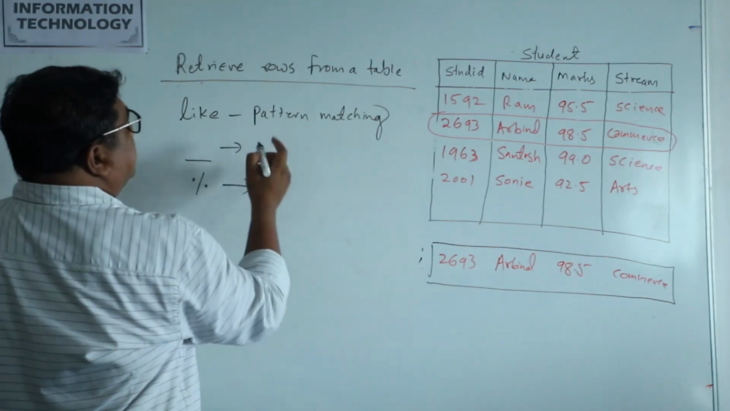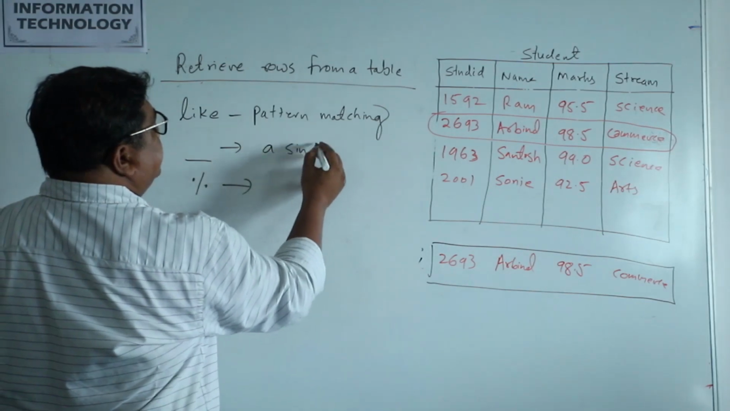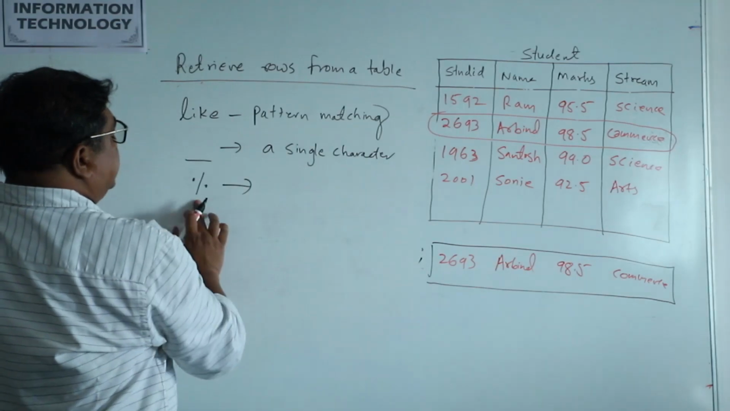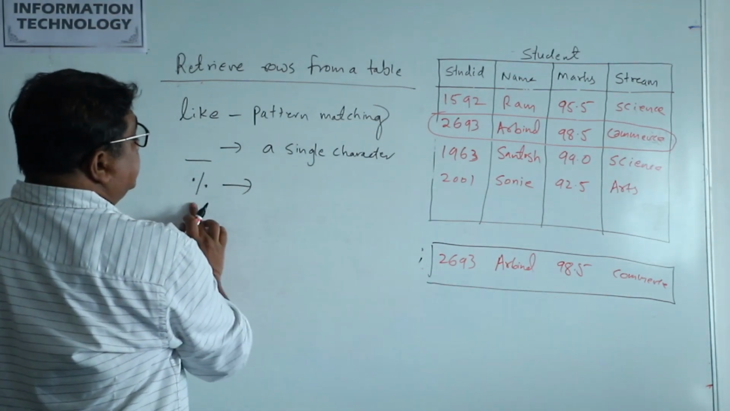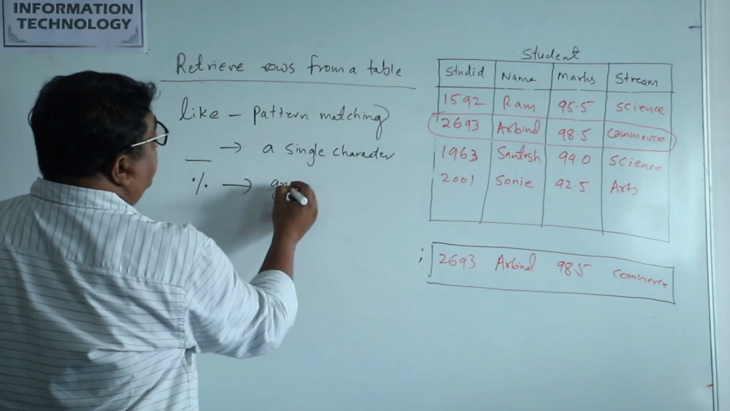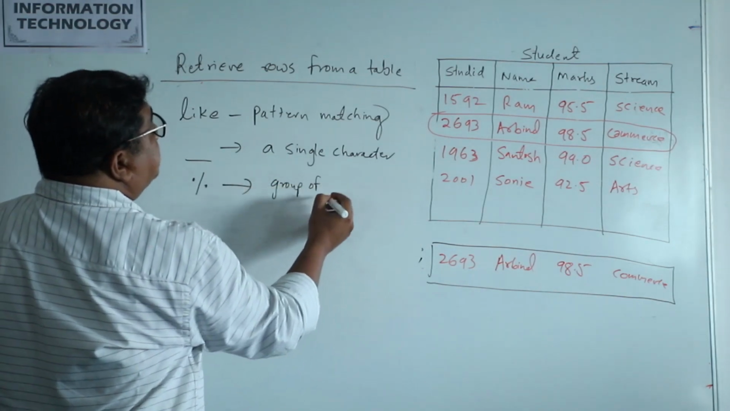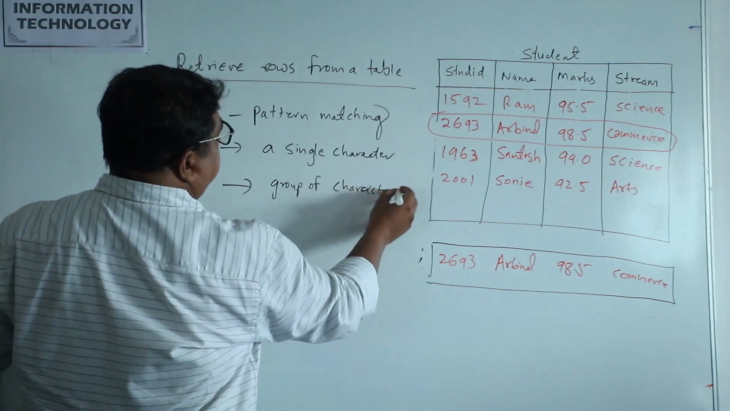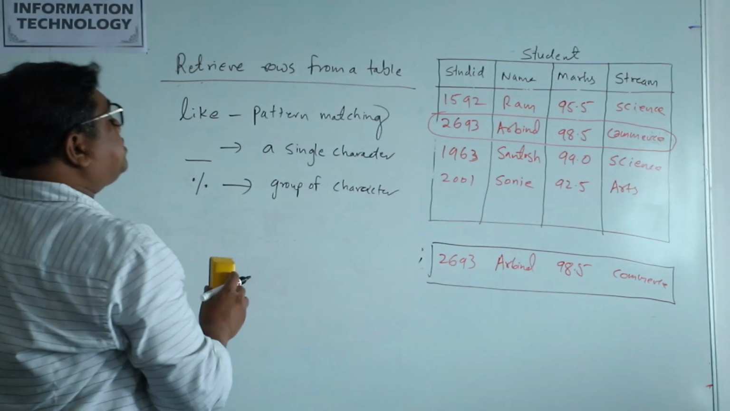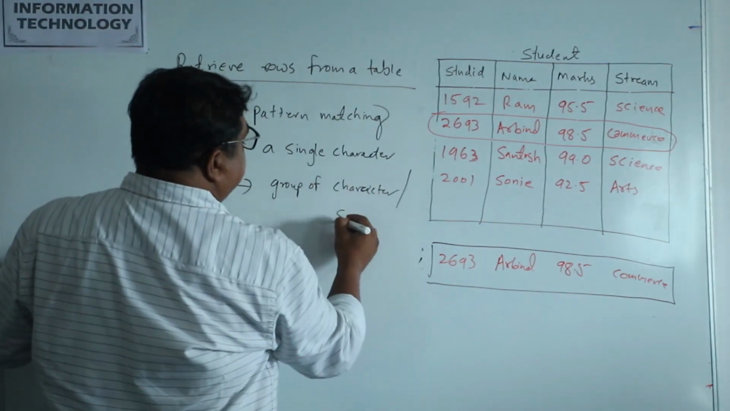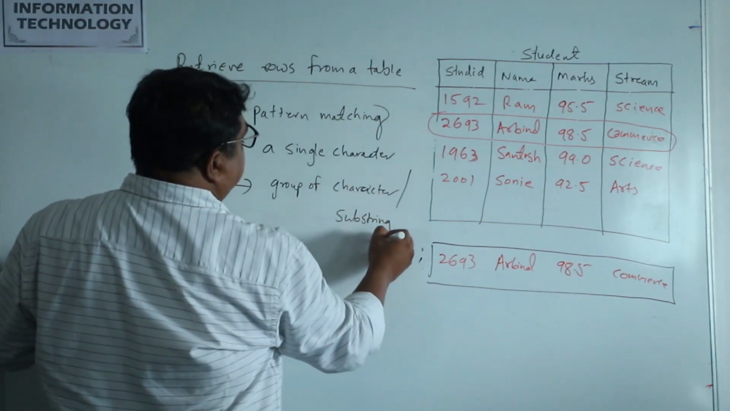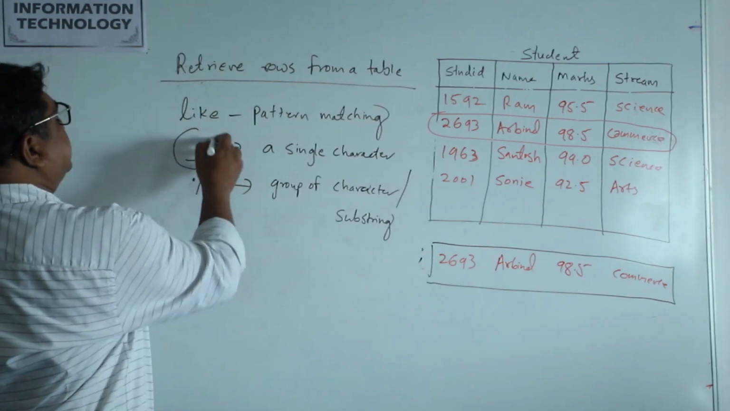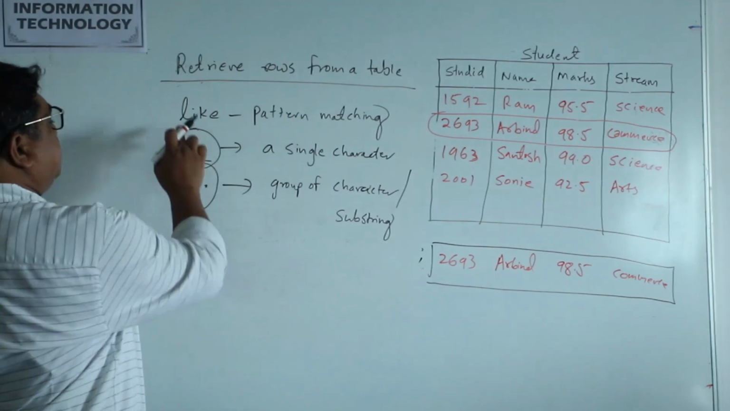Underscore represents a single character, and percentage indicates a group of characters or a sequence of characters, or I can say a substring, a part of the string. So we use two wildcards with this like operator, one is underscore, another one is percentage.